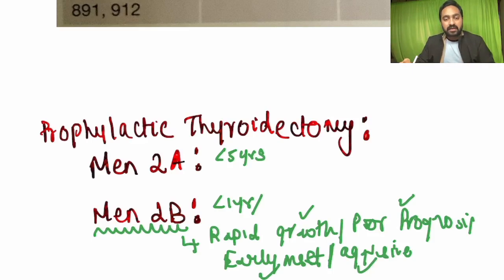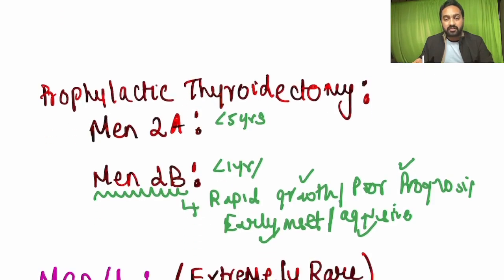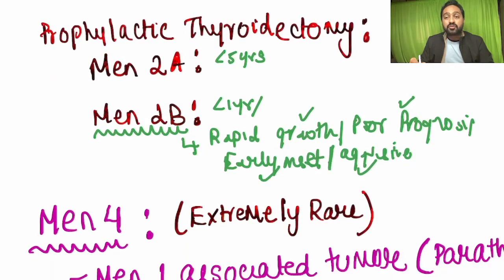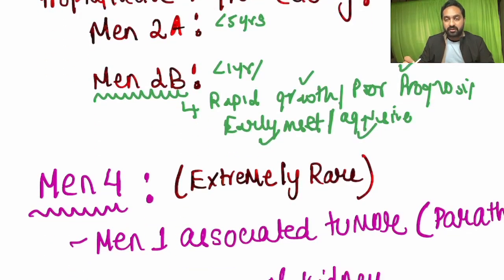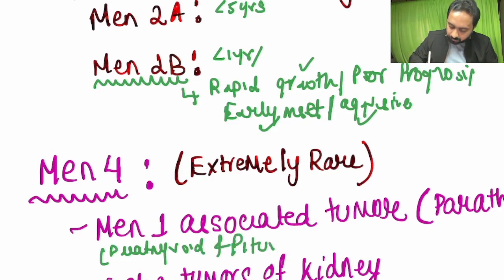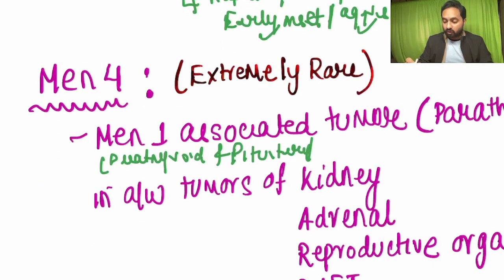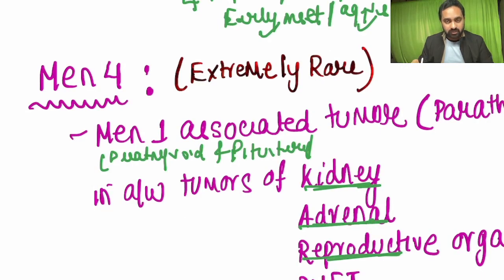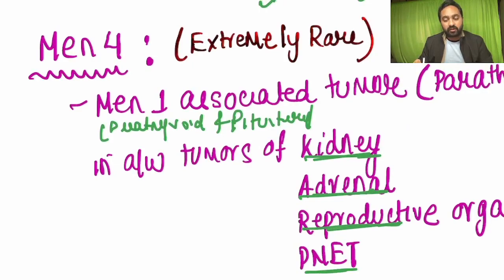So now we come down to the last part of this video, which is MEN-4 syndrome, right? This is an extremely rare condition. So these are usually MEN-1 associated tumors, which are parathyroid and pituitary, right? So in association with tumors of kidney, adrenal and reproductive organs, also with pancreatic neuroendocrine tumor.